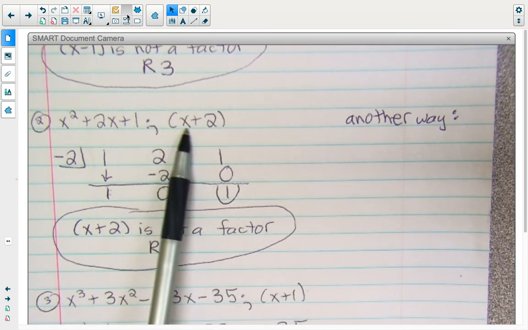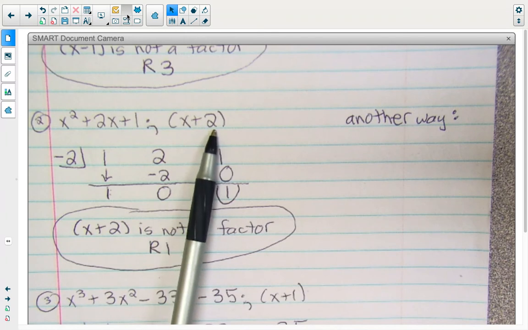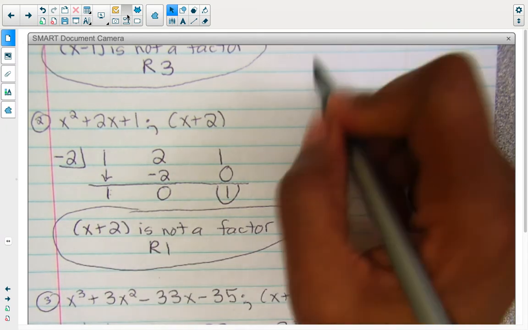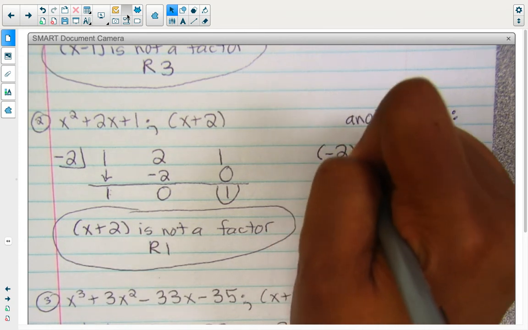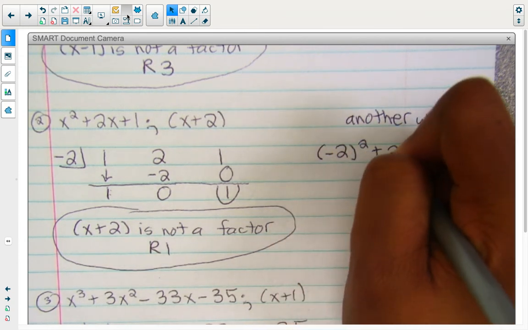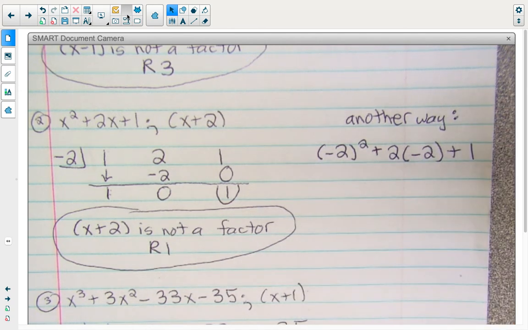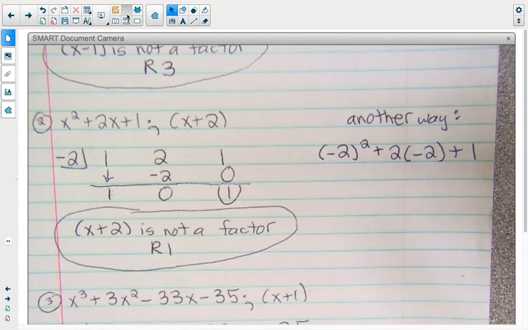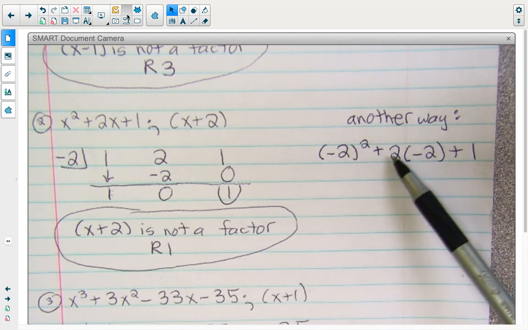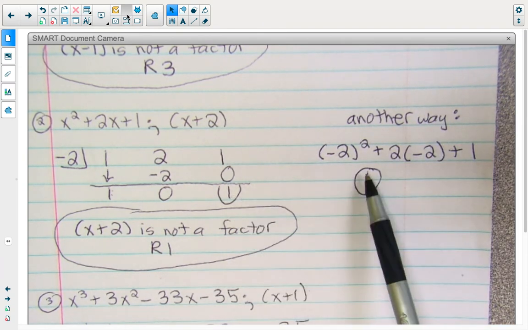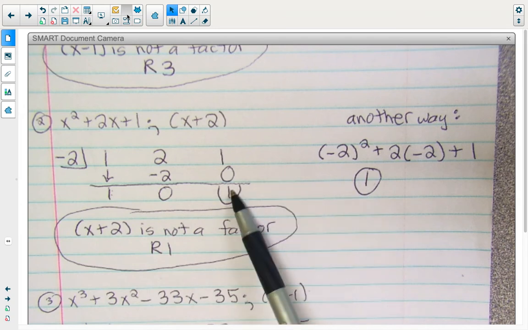So this is x plus 2. Now I'm going to take negative 2, make a substitution here, make a substitution here. So that is going to give me negative 2 squared plus 2 times negative 2 plus 1. It's just a shortcut of getting to the same information, just trying to offer you different ways and strategies to save your time. So this is going to be 4 minus 4, plus 1, I got 1. Different way, but I got the same answer.